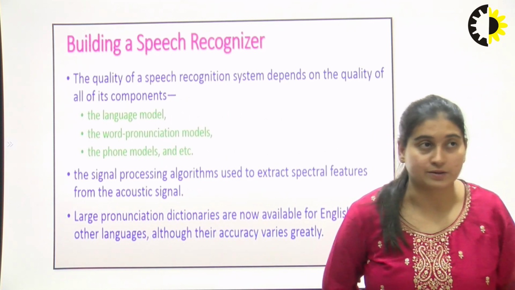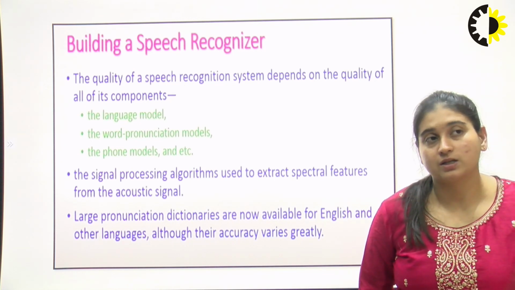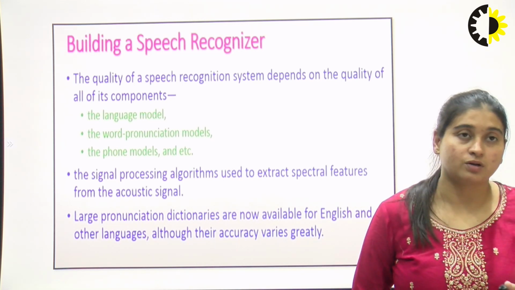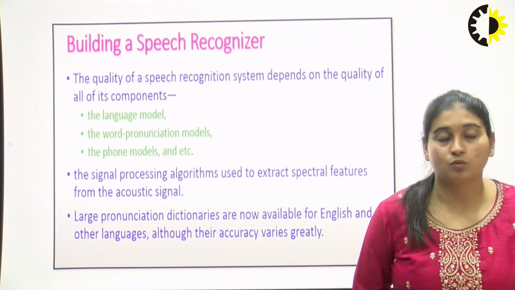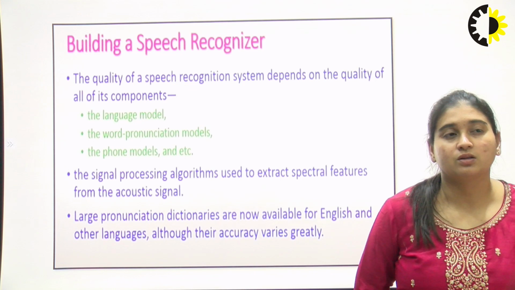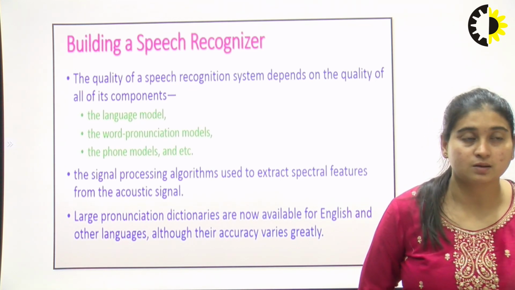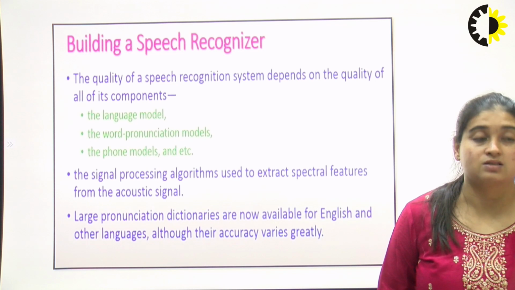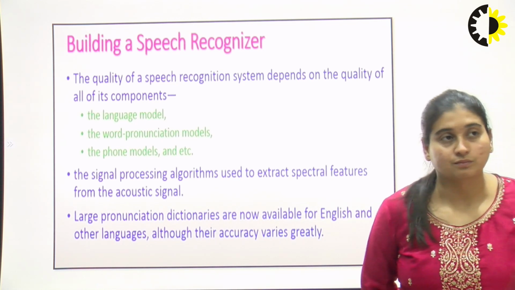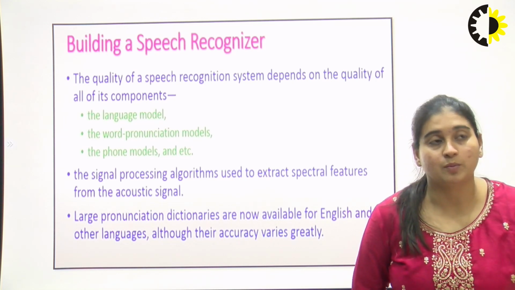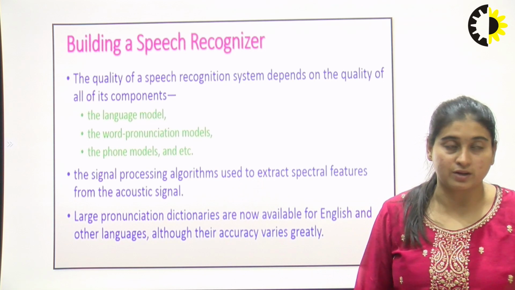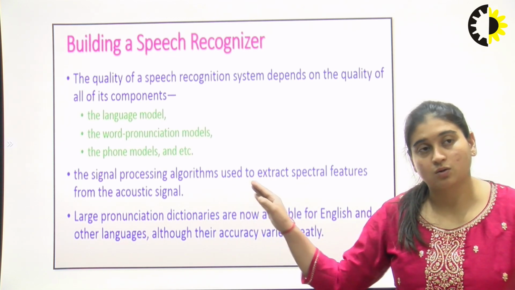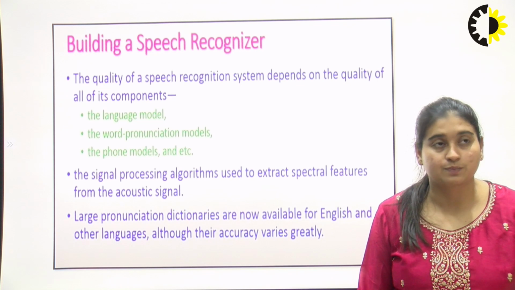Building a speech recognizer. The quality of a speech recognition system depends on the quality of all of its components, and these are the language model, the word pronunciation model, and the phone models, etc. Signal processing algorithms are used to extract the features from the acoustic signal, and there are large pronunciation dictionaries available for English and other languages, although their accuracy varies greatly. So the quality depends on the quality of all the components.